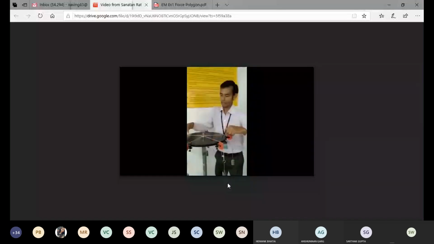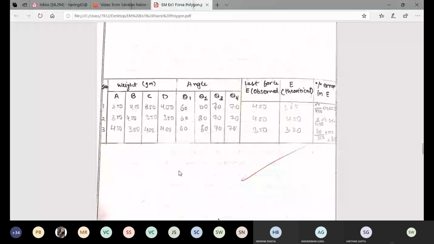Now, how will you make it on the polygon? For that, you should know the length value, and how we will convert it. For that we have taken the scale. Scale we have taken here: 100 gram is equal to 1 centimeter. So this will be 4 centimeter, this will be 3.5, this will be 4 centimeter, this will be 3.5.